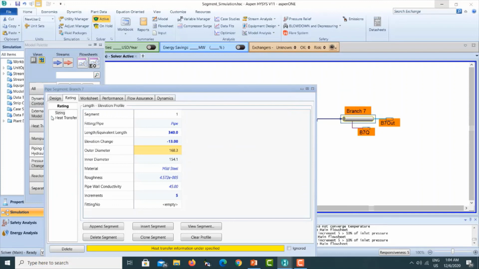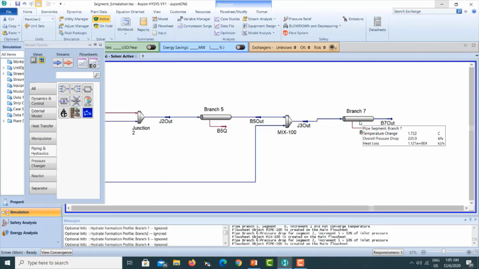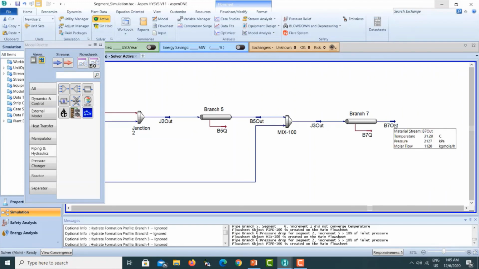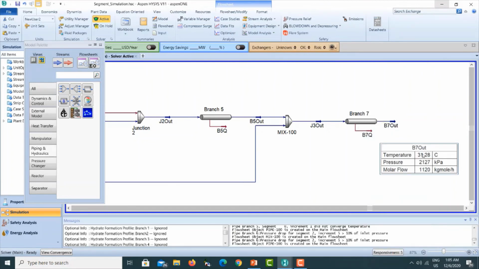The heat transfer coefficient again is estimated at 5 degrees Celsius, including the wall, including the heat transfer and outer heat transfer. Done. Okay, so we're done with this one. Then we need to see what is the temperature measurement for it here, and also we need to see junction 3. Junction 3, what is the Celsius, pressure is 2127 kilopascal and water flow rate is 11. This is what we need to find out at the end.